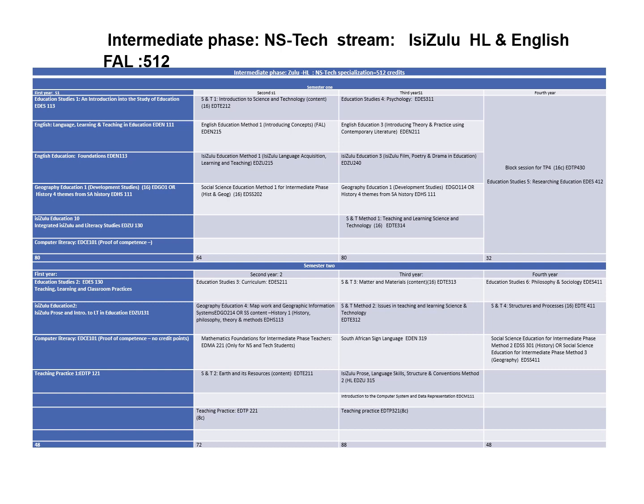This slide reflects the NS Tech stream with the language option isiZulu as home language and English as FAL. Again, it shows you exactly which modules you need to complete from year 1 to year 4 for each of the semesters.